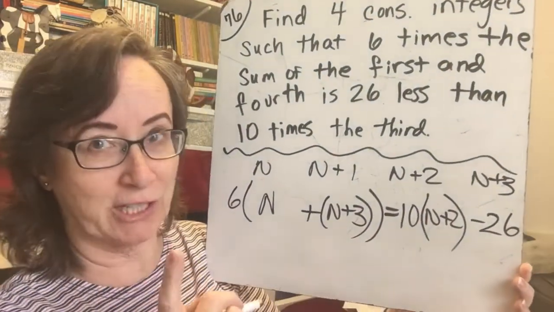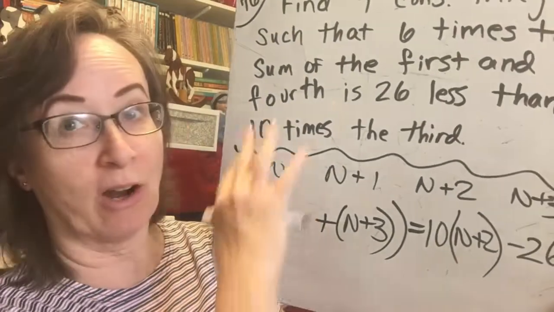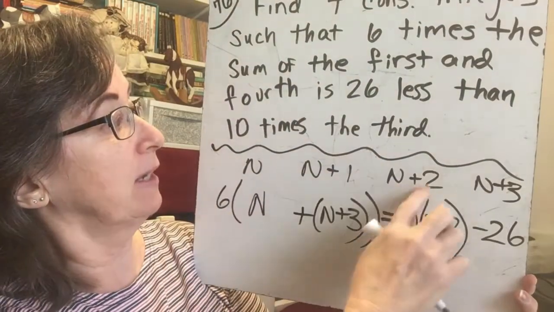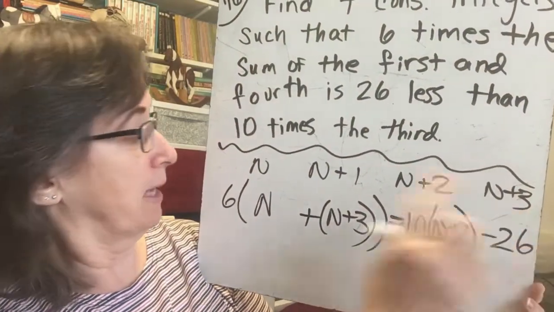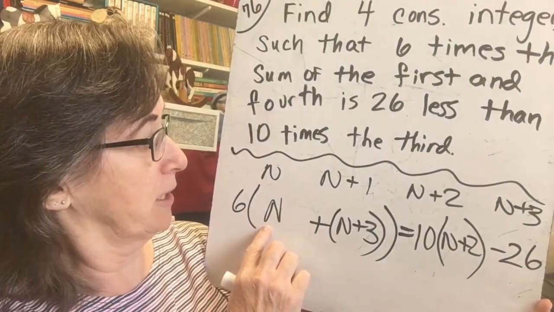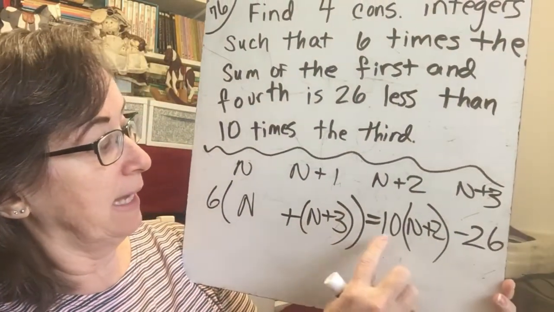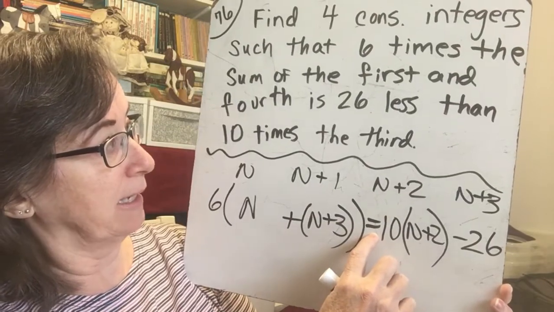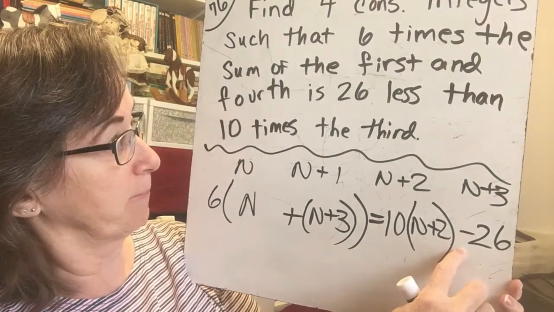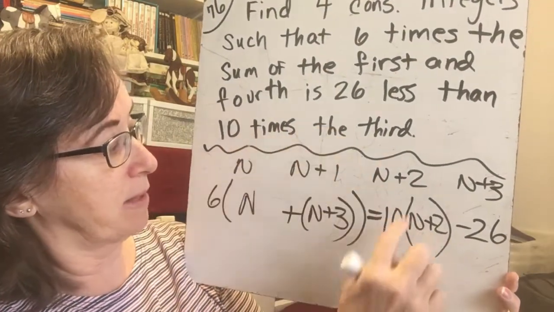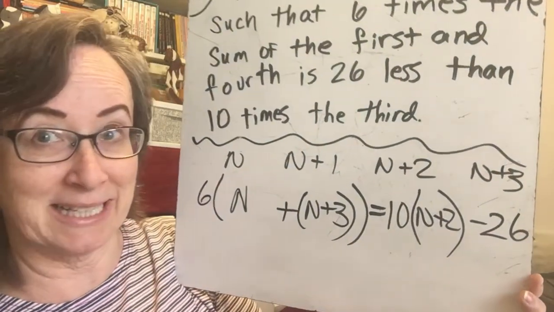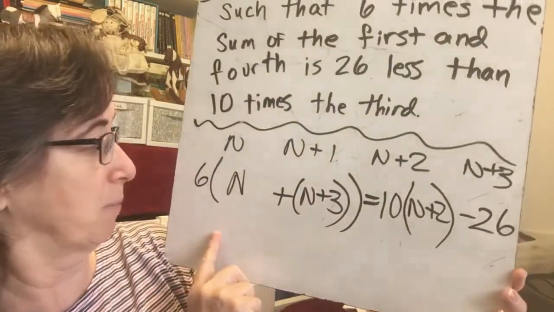Okay, let's first check and make sure that our model is correct. Find 4 consecutive integers such that 6 times the sum of the first and the fourth is, that's my equal sign, 26 less than, means a minus 26 at the end, 10 times the third. 1, 2, 3. The third in my model is correct. So now let's start to simplify.